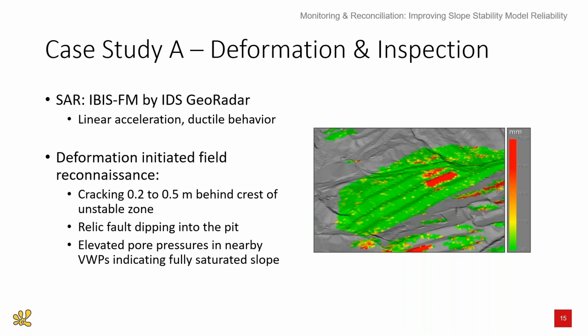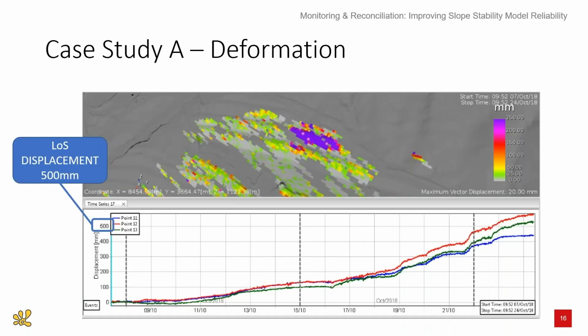So the IBIS-FM identified linear acceleration and ductile behavior. After a field investigation was undertaken, between 20 centimeters and half a meter of cracking was identified behind the crest. A relic geological fault was found dipping into the pit. Pore pressures in a nearby VWP were also quite high, indicating fully saturated conditions.